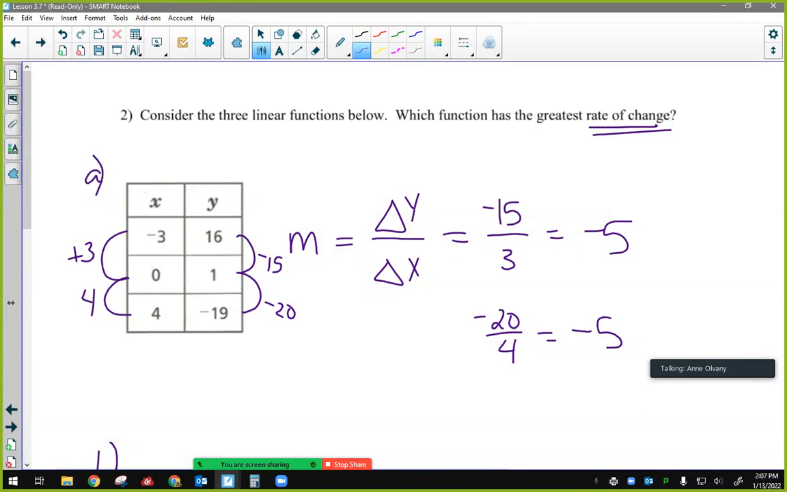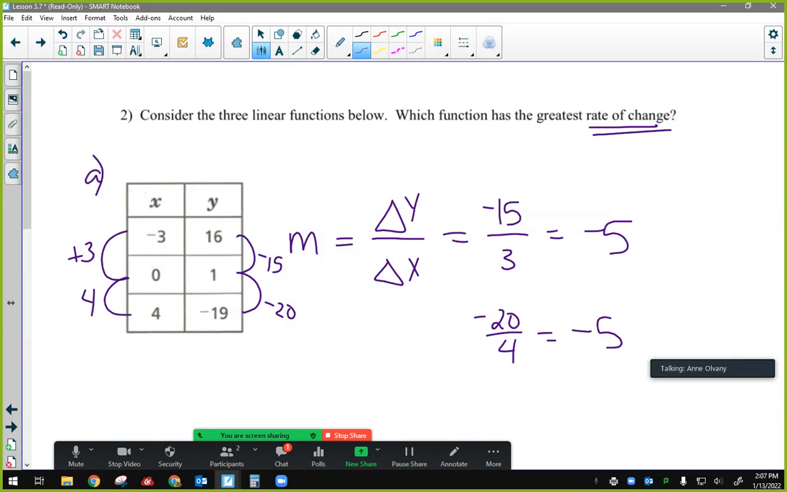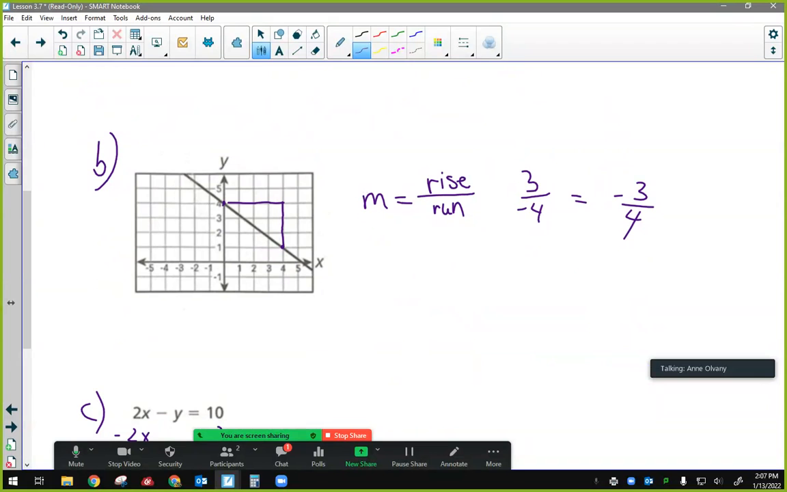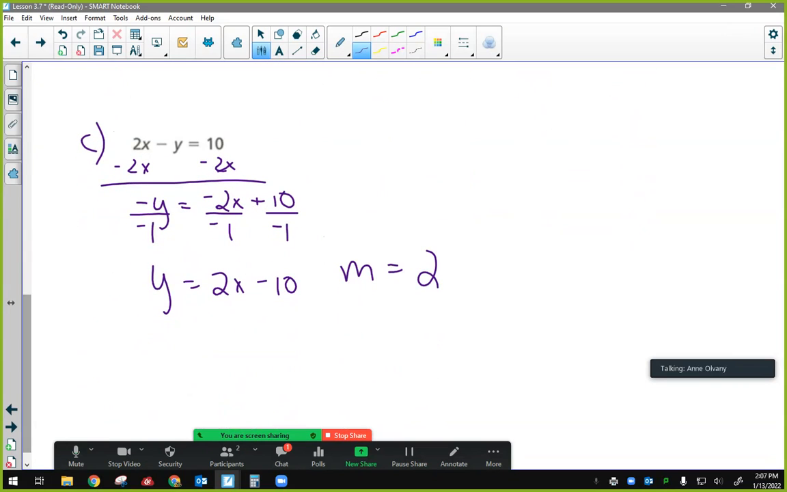You can't, it's a negative number. What's the coefficient on that right now? -1. We gotta divide everything by -1. All right, so here's my work for A, giving me a slope of -5. Here's my work for B, giving me a slope of -3/4. Here's my work for C, giving me a slope of 2.